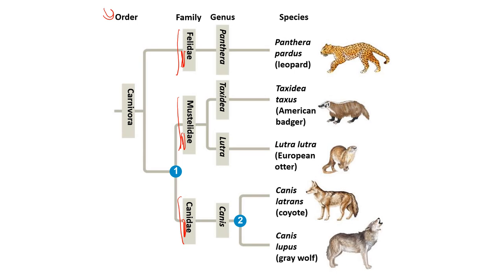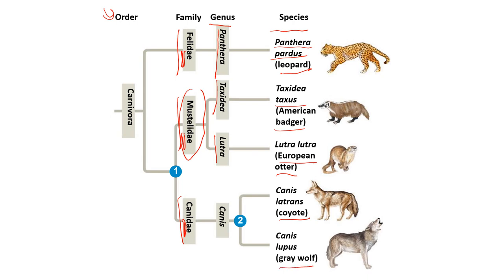And then the next taxon is the genus. In the family Felidae, the genus given here is Panthera. The species is Panthera pardus, which is the leopard. In the family Mustelidae, given in this example are the genera Taxidea and Lutra. An example is Taxidea taxus, which is the American badger, and Lutra, which is the European otter. Then the genus Canis. Examples of species are Canis latrans, which is the coyote, and another example is Canis lupus, which is the gray wolf.